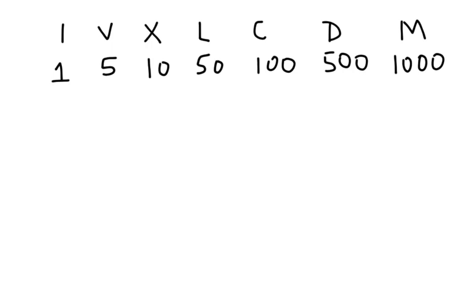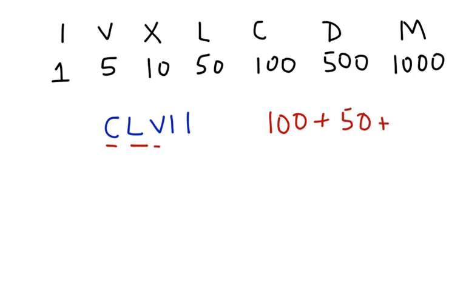In a very basic sense, the Roman numeral system is what's called an additive system. If we have a number like CLVII, we are just going to add the values up. Here we've got 100 plus 50 plus 5 plus those two ones is 2 more, and so the value of that number is 157.